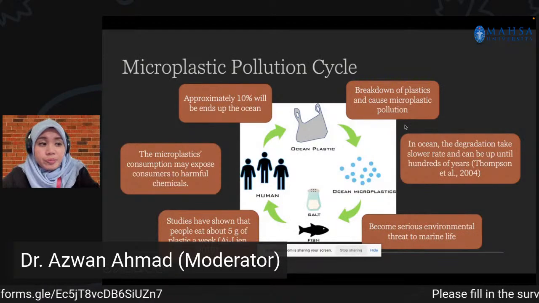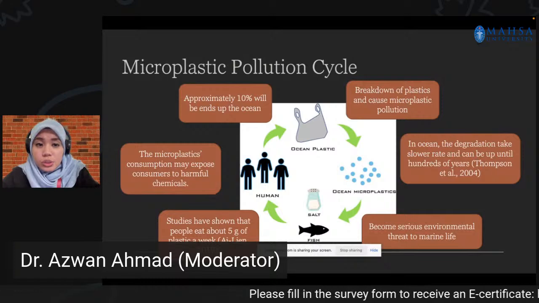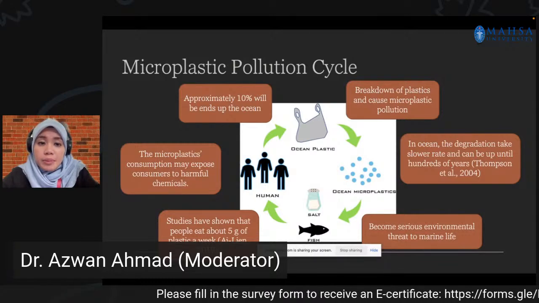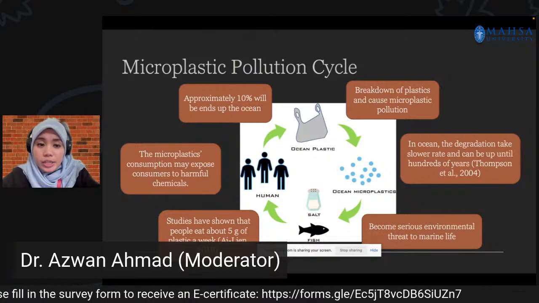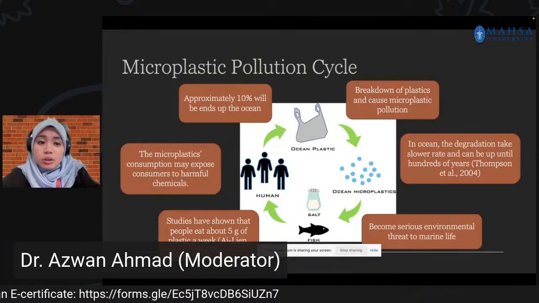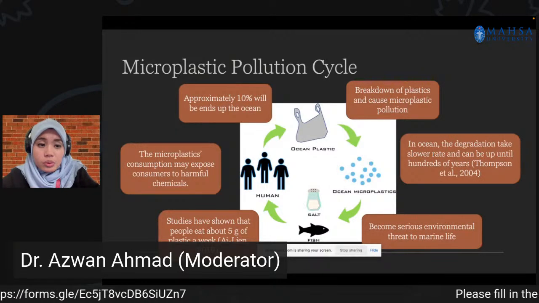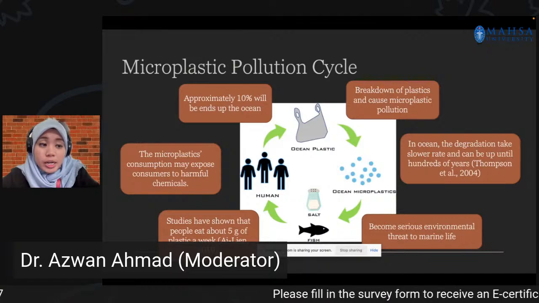Okay, so the microplastic pollution cycle is introduced to the environment through atmospheric deposition and land-based sources such as fertilizer, artificial turf, roads, landfill, and air transportation. It can also be introduced by textiles, tourism activity, marine vessels, and aquaculture. Approximately 10% will end up in the ocean.